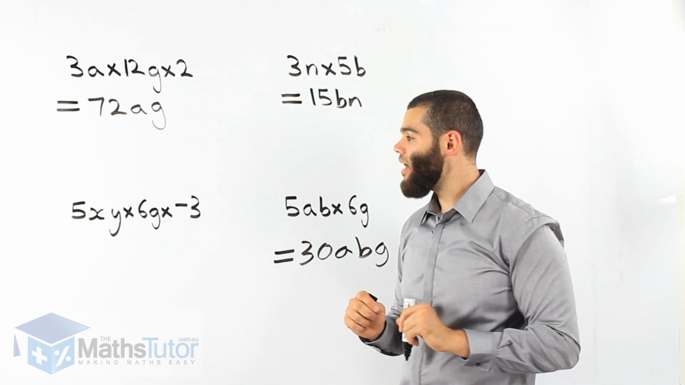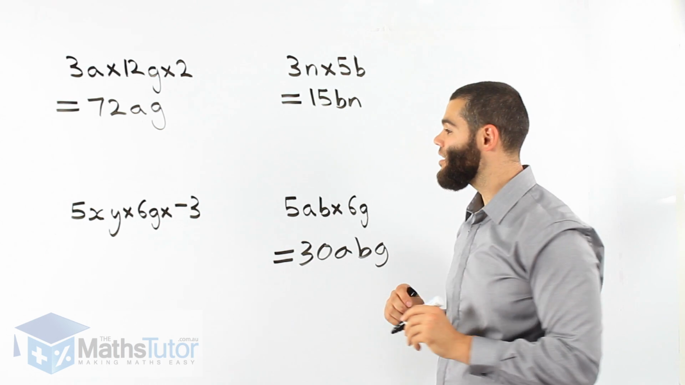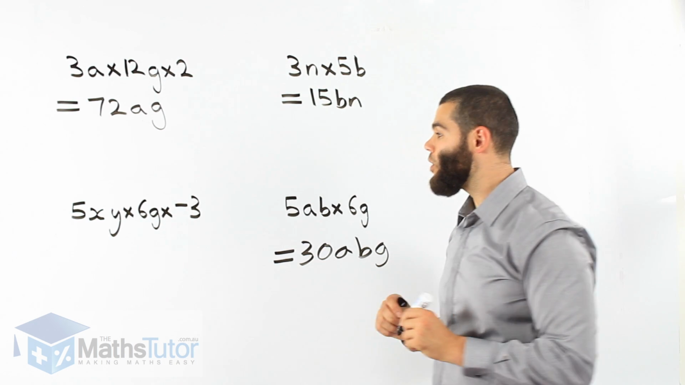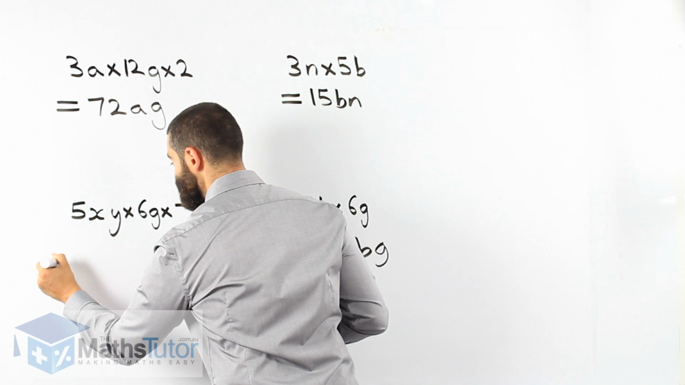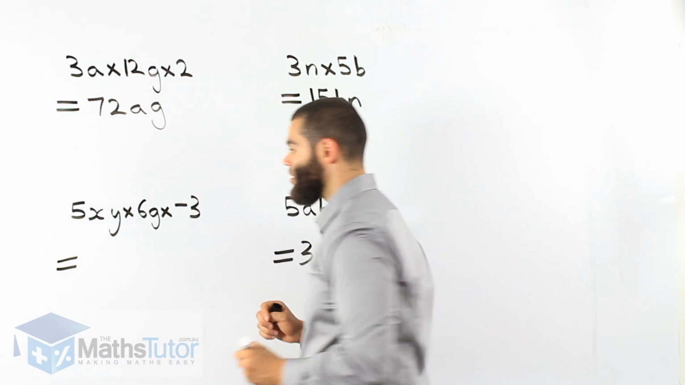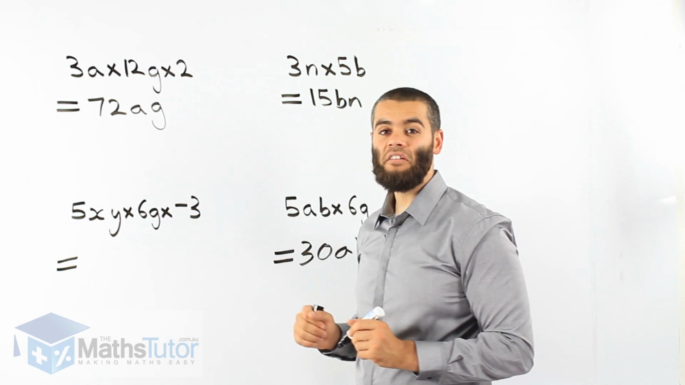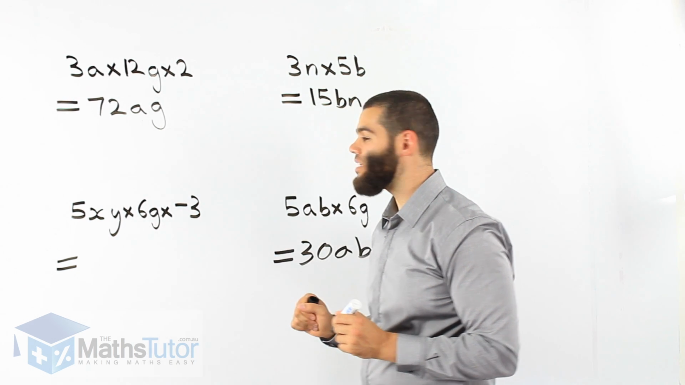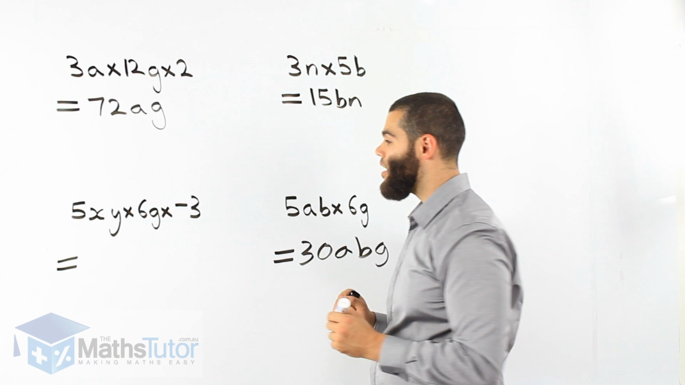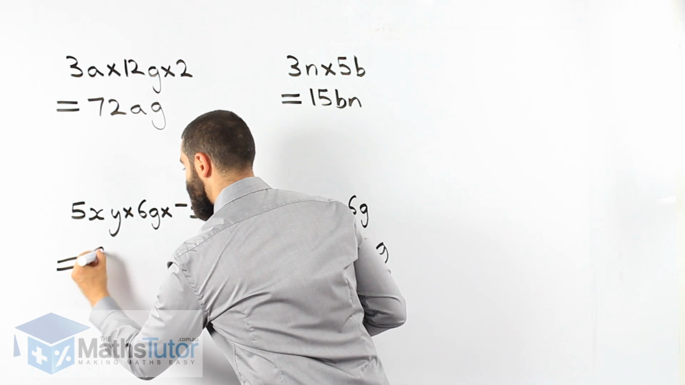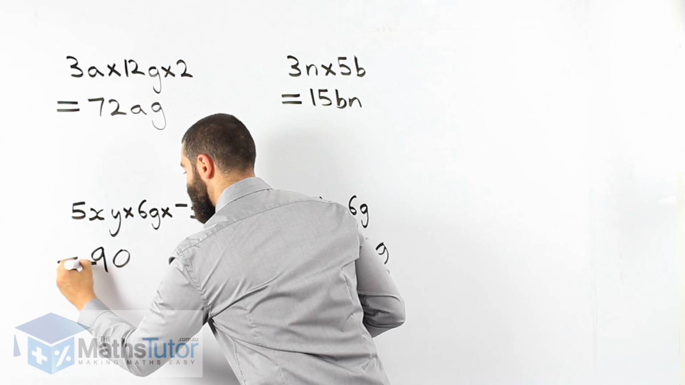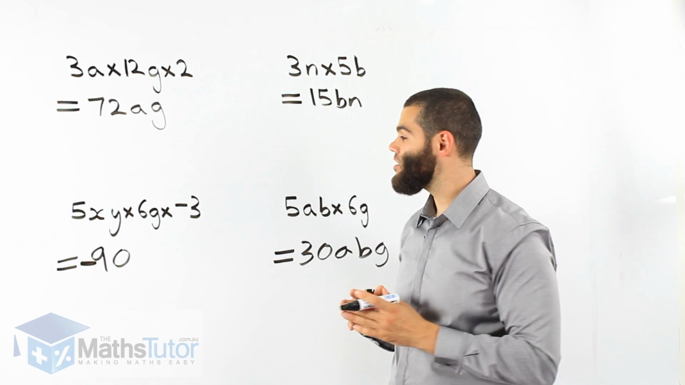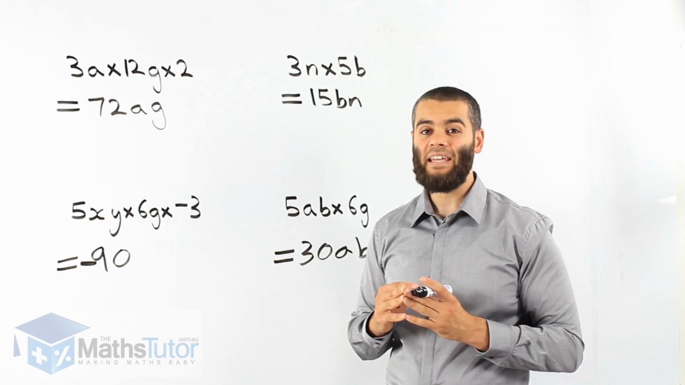Now, we have 5xy times 6g times negative 3. We multiply the numbers. 5 times 6 is 30. Then 30 times negative 3. So we know that 30 times 3 is 90. And we put our negative. So 5 times 6 is 30. 30 times negative 3 is negative 90.